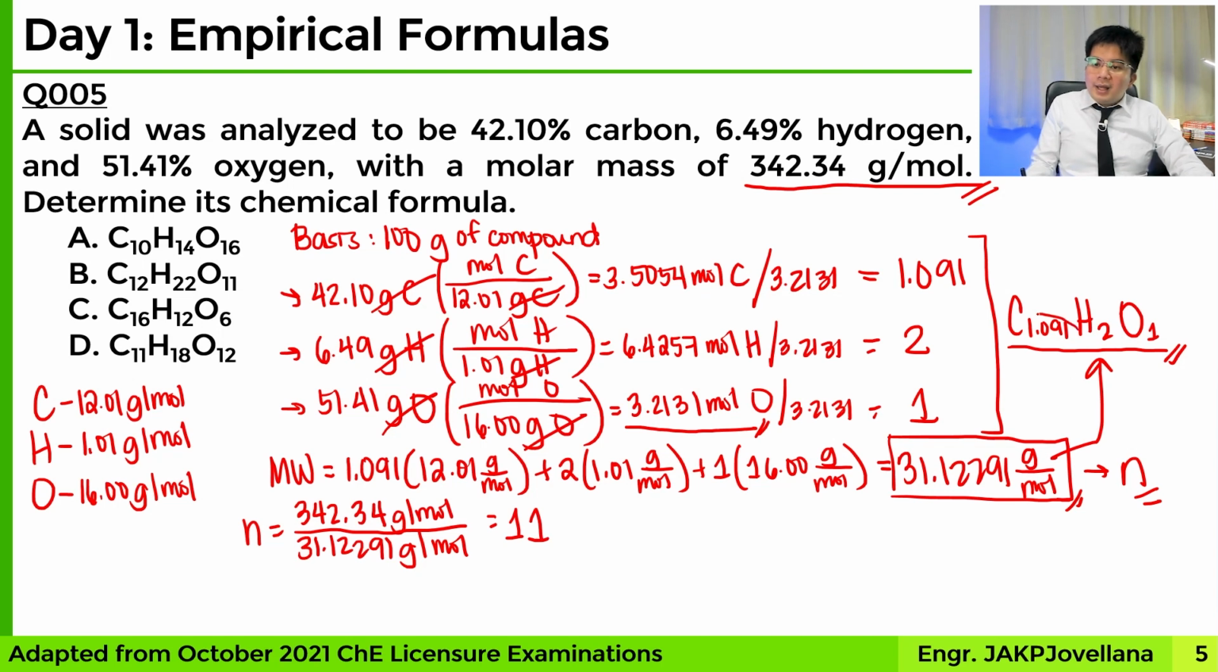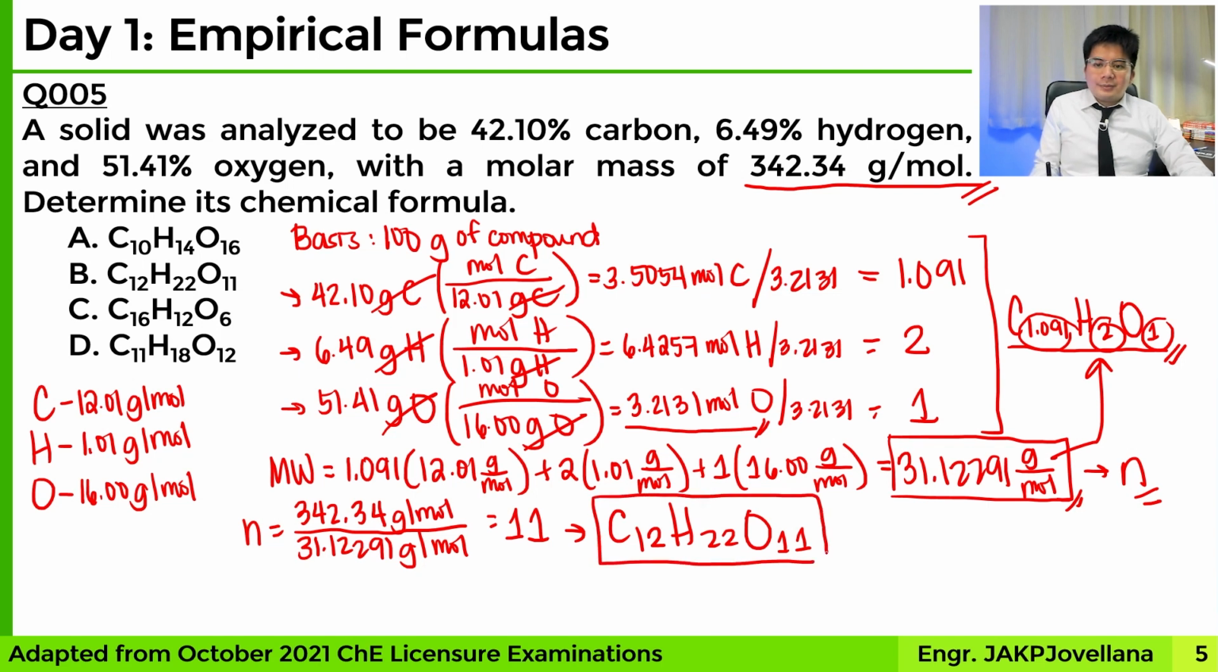So multiply 11 to each of these subscripts, and we will have C12 H22 O11. And this is our chemical formula. From the choices, this is letter B.